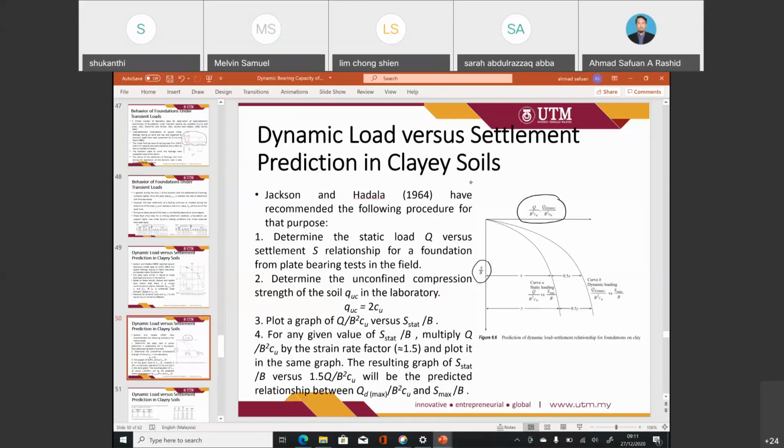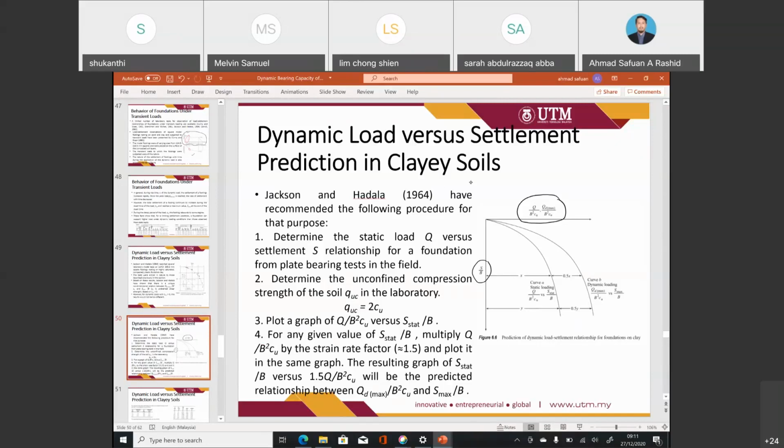So determine the static load versus settlement relationship for the foundation from the plate bearing test in the field. Then determine the unconfined compression strength of the soil, which is done in the lab. When we obtain the result from the unconfined compression strength test, the QU is normally twice the value of the CU.